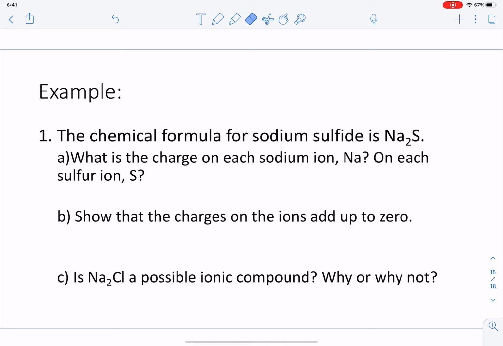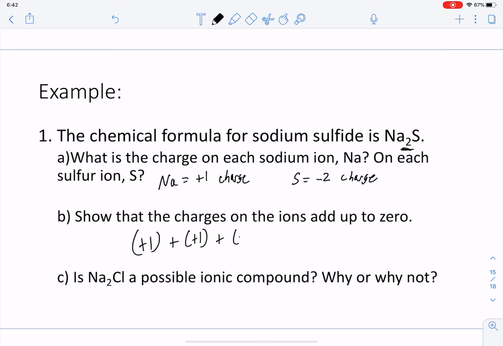Sodium is in the first column, so we know each sodium ion is going to have a +1 charge. Sulfur is going to have a -2 charge because it's in group 16 or group 6A, so it wants to gain 2 electrons, so it'll have a -2 charge. So we need to show that the charges on the ions add up to 0. In this case, we have 2 sodium ions, so we just do +1 plus +1 plus -2, right? Because we only have 1 sulfur ion, and that's going to add up to 0.